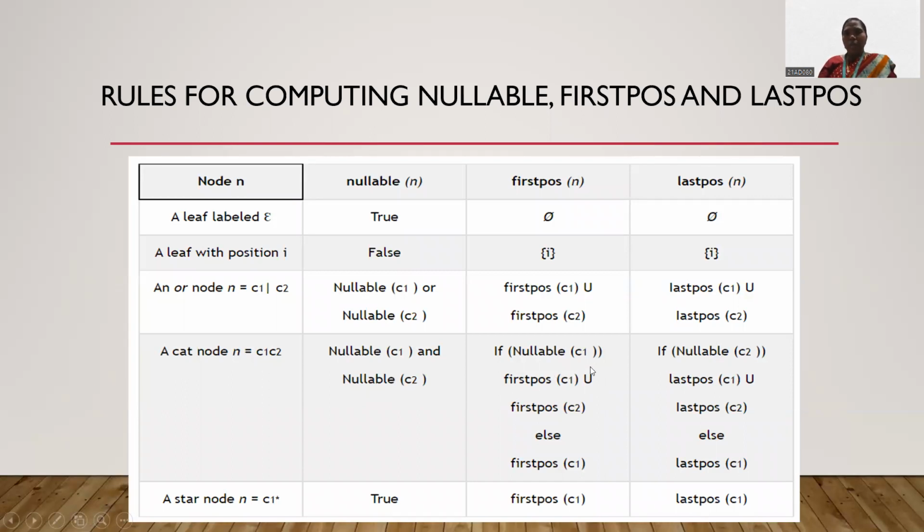If C1 is nullable, then it is firstpos of C1 union firstpos of C2. If suppose C1 is not nullable, then in that case it is just firstpos of C1. For the lastpos, it is the same as your firstpos. Then the last one, a star node n equal to C1 Kleene closure. In that case, nullable is true, because a Kleene closure is zero or more number of times. It means that the given string will have epsilon. Now, the firstpos of this respective node will be firstpos of C1, and the lastpos of the respective node will be the lastpos of C1, where C1 is its immediate child.